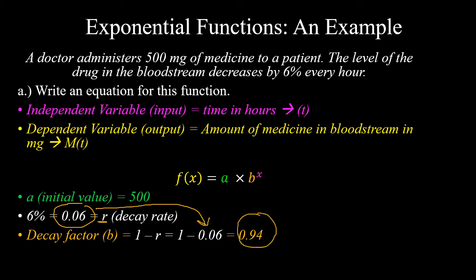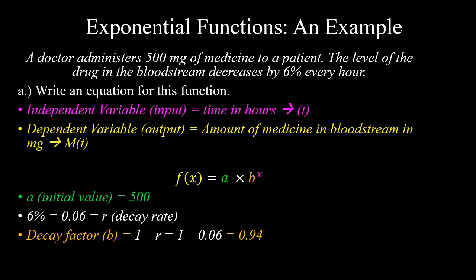So there's our decay factor, and that should make sense because remember, when we're dealing with exponential decay, what did we say? Our decay factor had to be between 0 and 1. 0.94 is between 0 and 1. It's less than 1 and greater than 0. Okay, so that should make sense already. We should be thinking, okay, good, we're on the right track.